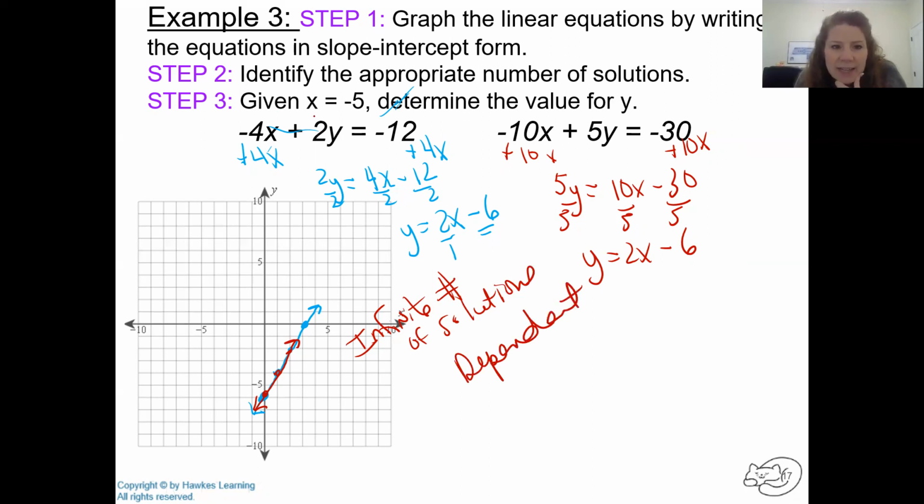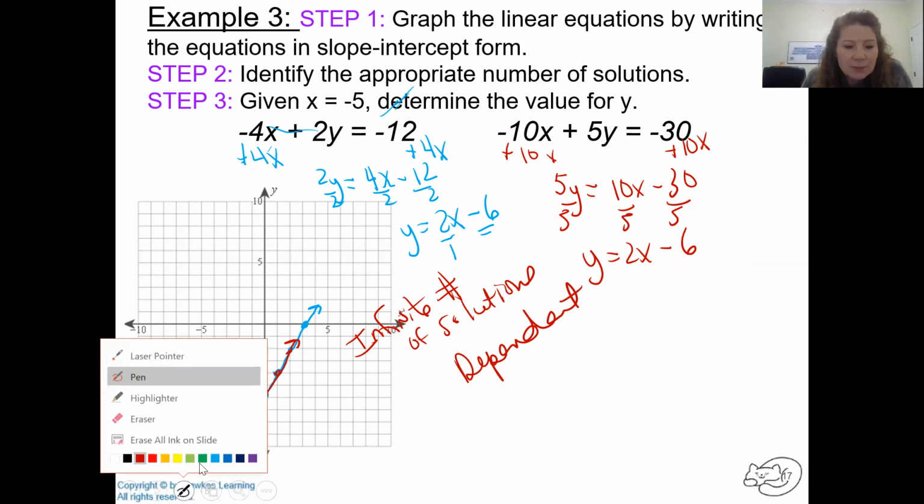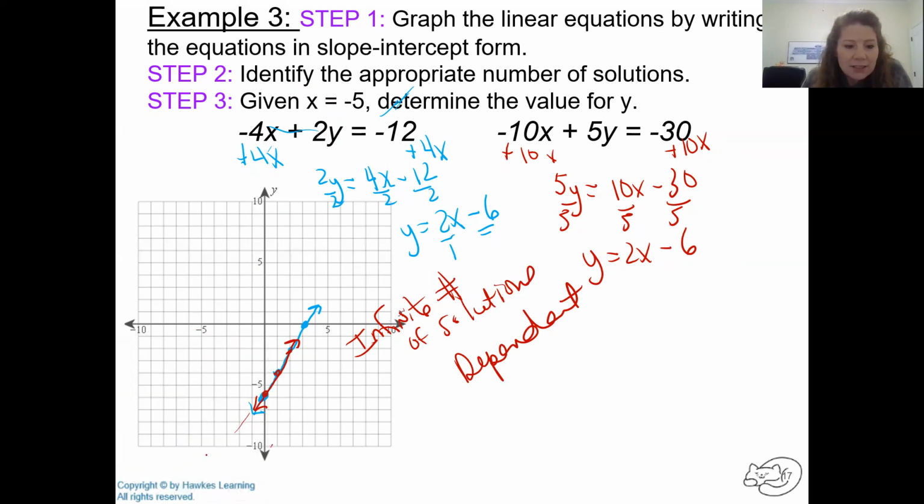And then it says, given x equals -5, determine the value for y. Well, if x equals -5, so -5 would be right here. So that means that y would be way down here, wouldn't it? If we continue this line, I could guess what it would be. It would be way off of our graph down here, because we want it to intersect right here somewhere.